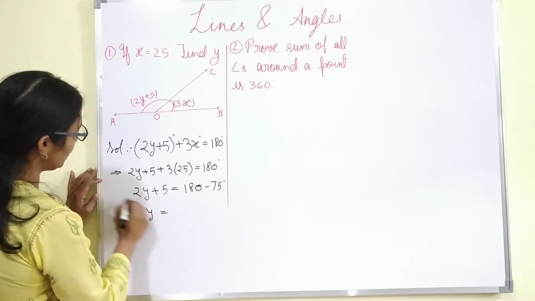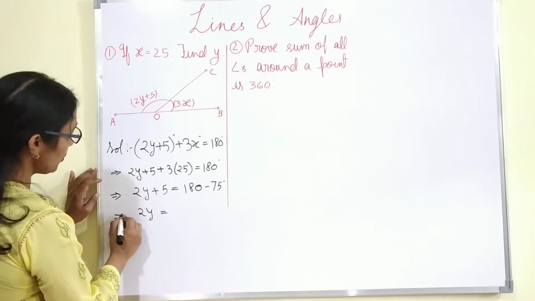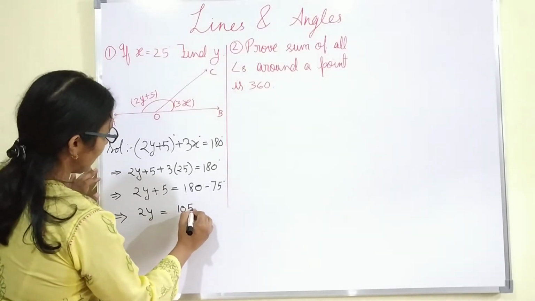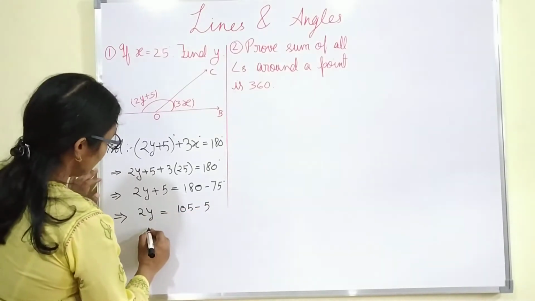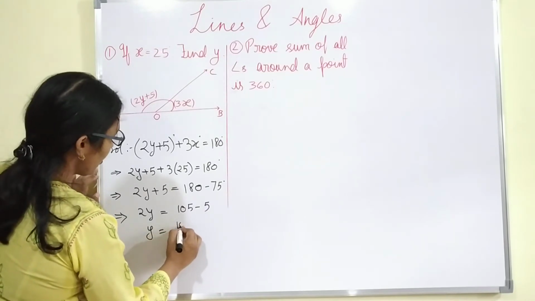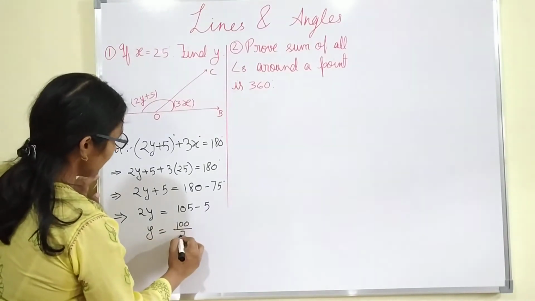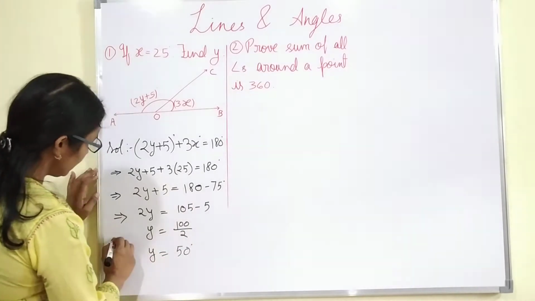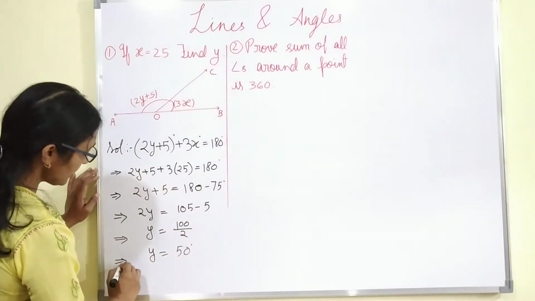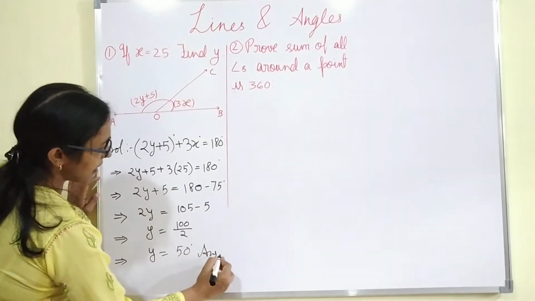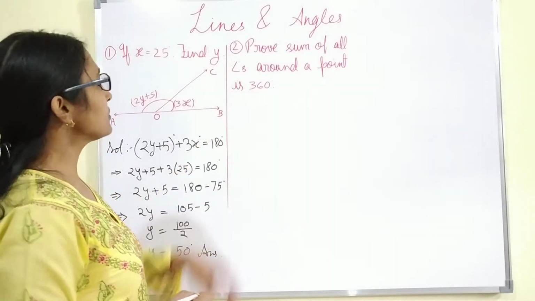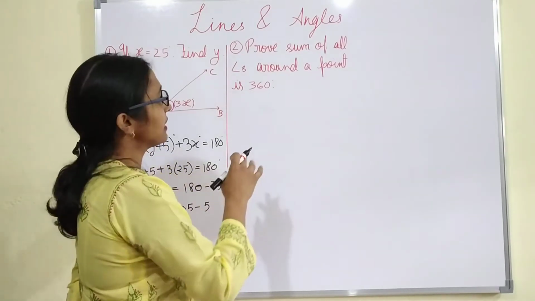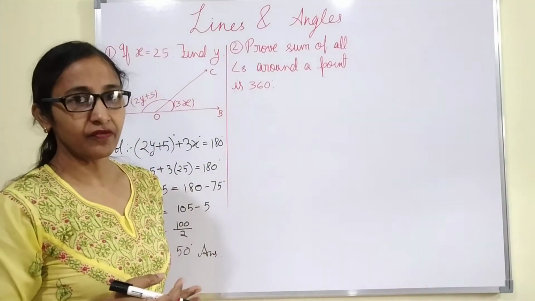2y equals 105 minus 5. So y equals 100 divided by 2. So the value of y is 50 degrees. Okay, it's our answer. Now the next question is a theorem, and in exams it may come in different ways.